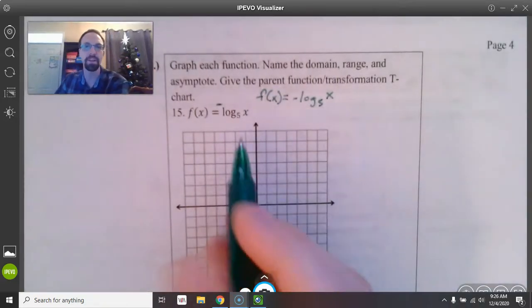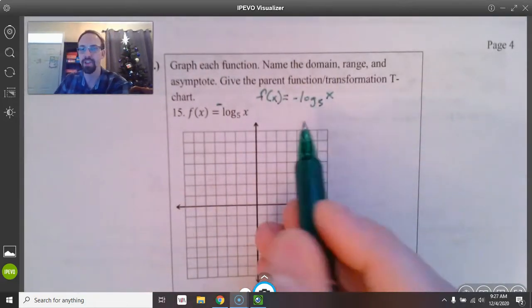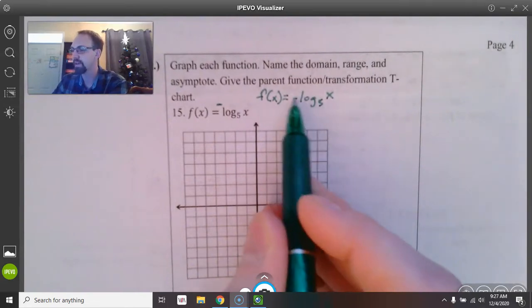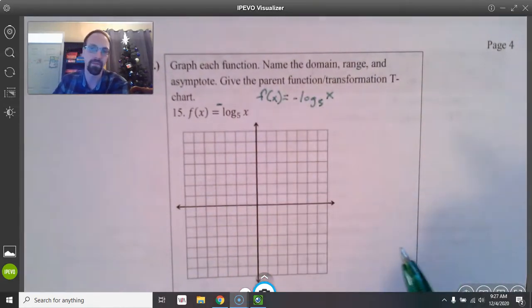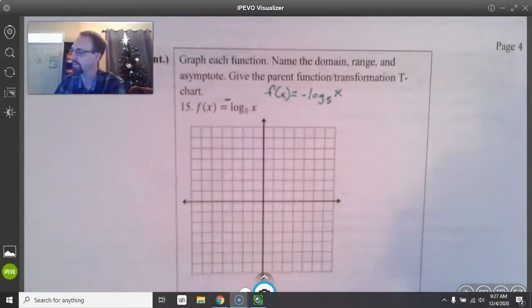Now we're going to be jumping into graphing logarithmic functions with transformations. So first off, 15, if your notes don't have this changed, go ahead and change it. We want to do the negative. So this is -1 times, or the opposite of, log base 5 of x.